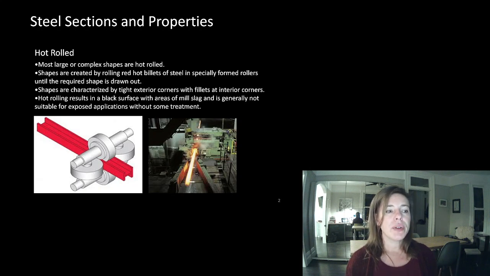After this steel has cooled down, we now need to turn it into the shapes we need to. So the way we turn it into the shapes we need to is we have two different ways we can do it. The first one is hot rolled. So most large or complex shapes are hot rolled.